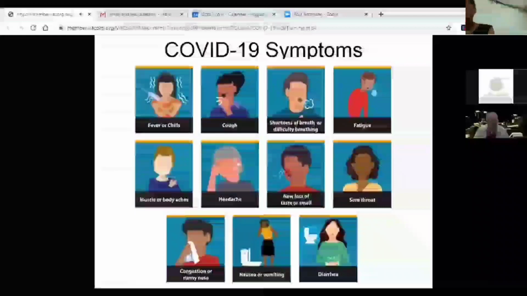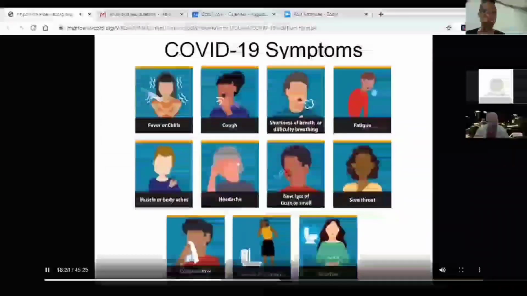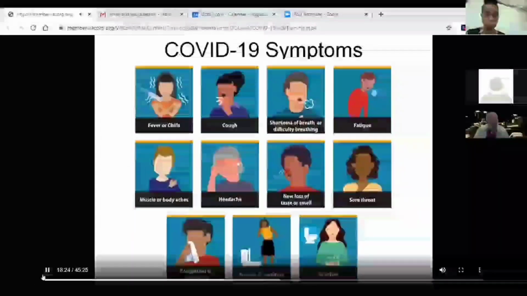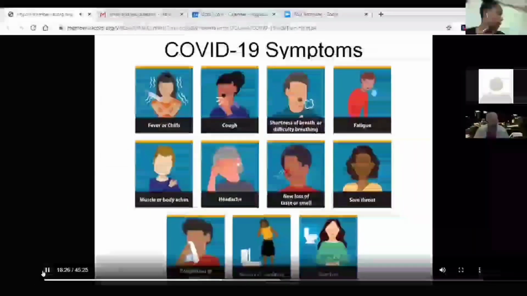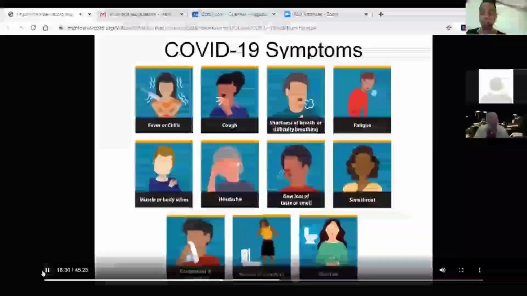As far as symptoms go, this is a tough area because the symptom list is pretty exhaustive at this point. It's a pretty comprehensive list. We started out with fewer than what you can see here, but as time has gone on, more and more has gotten added to the list.